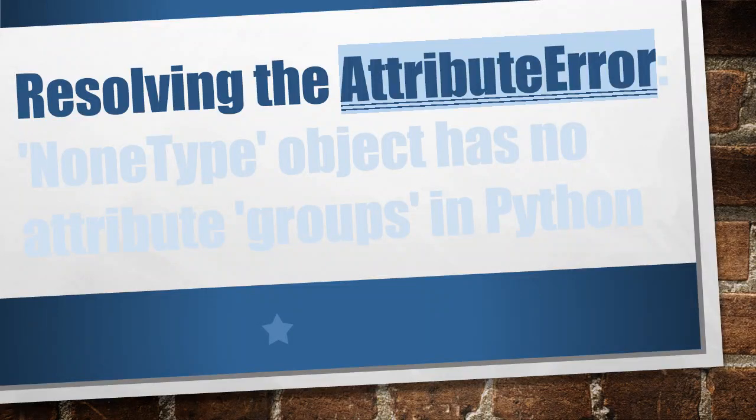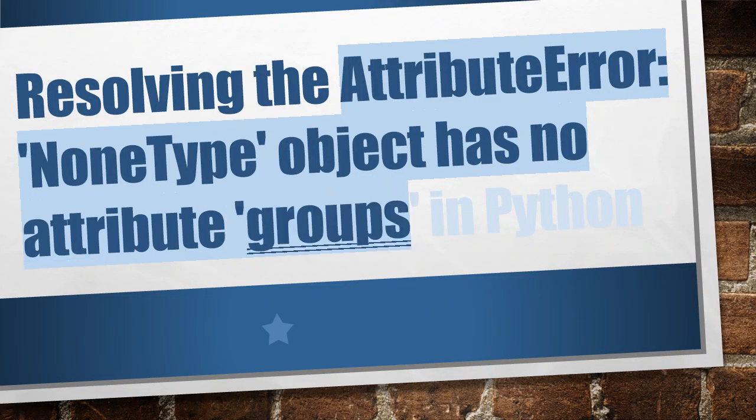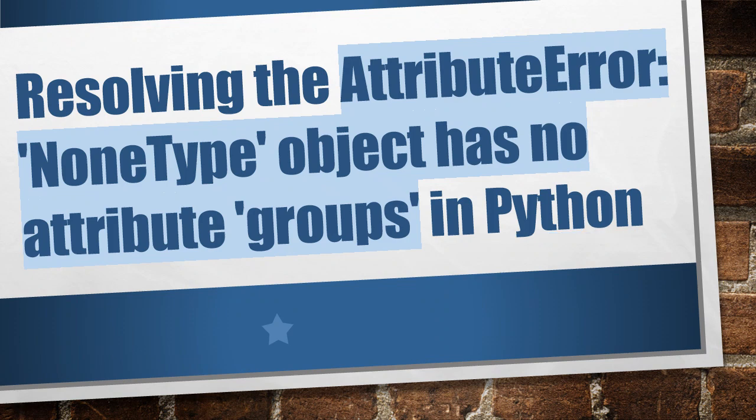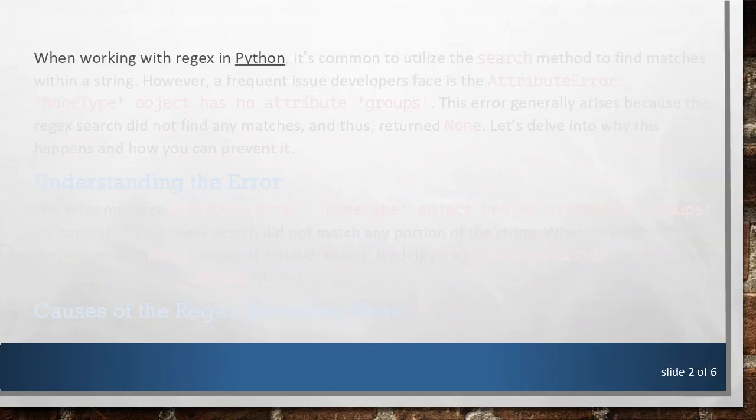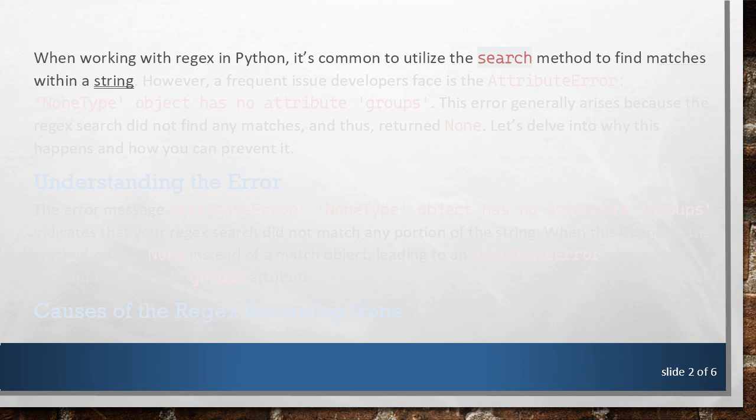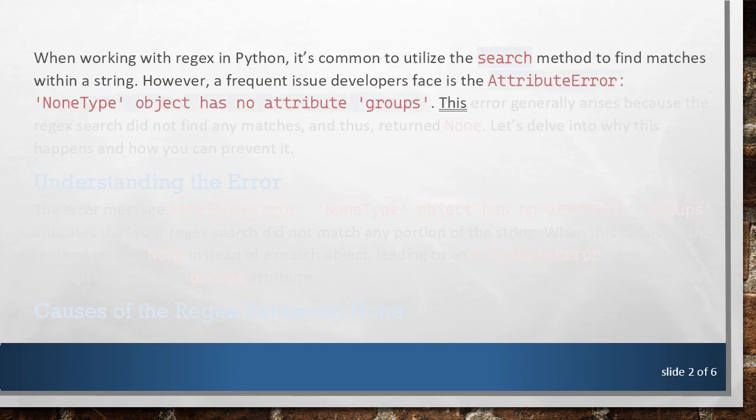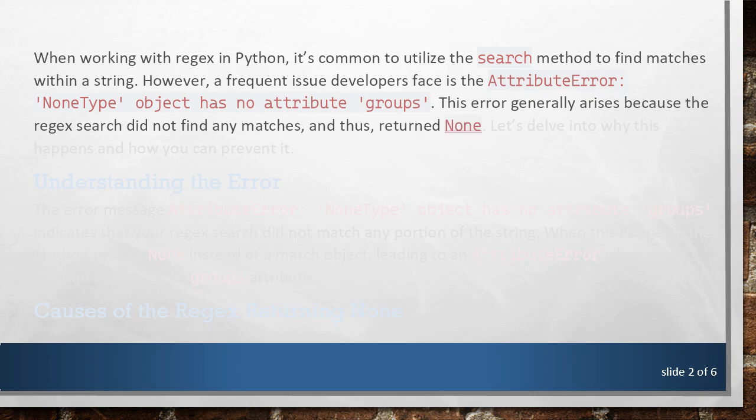Resolving the attribute error, NoneType object has no attribute groups in Python. When working with regex in Python, it's common to utilize the search method to find matches within a string. However, a frequent issue developers face is the attribute error: NoneType object has no attribute groups. This error generally arises because the regex search did not find any matches, and thus returned None. Let's delve into why this happens and how you can prevent it.